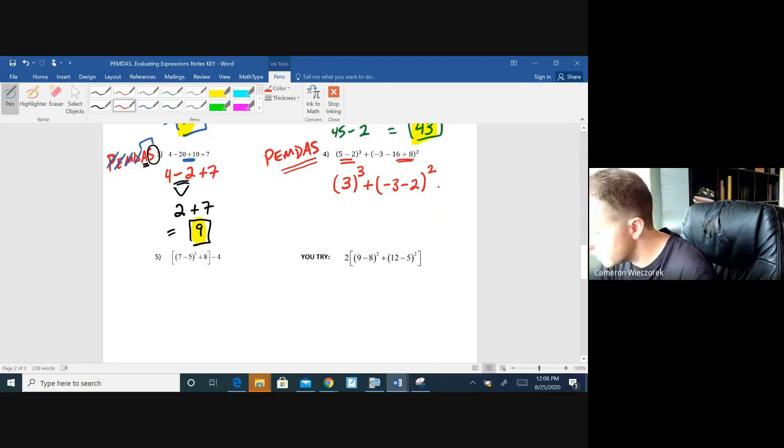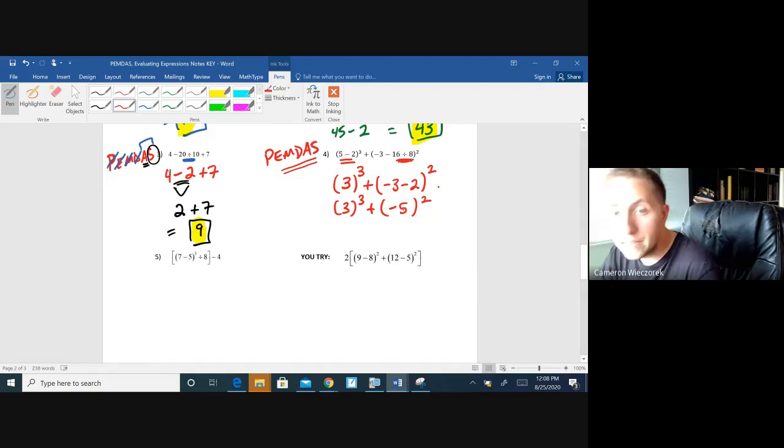And notice I'm carrying everything down as I see it from up top. The only thing I've replaced is 16 divided by 8 with 2. This right parenthesis set, I can still simplify -3 minus 2 a little bit more in the parenthesis. So I get 3 cubed plus, that would be -5 squared. Notice the negative sign is in the parenthesis since it started in the parenthesis.